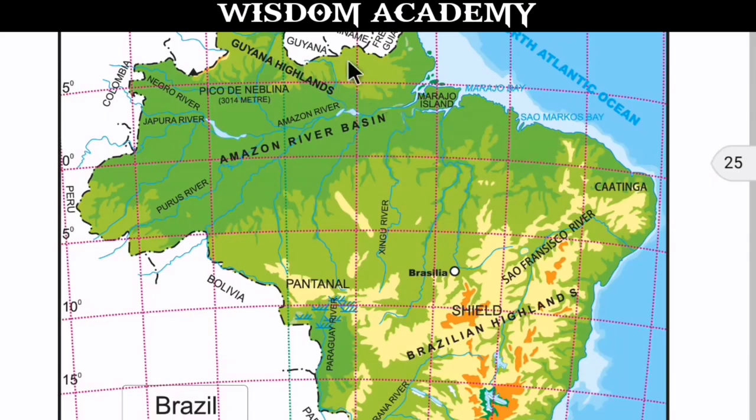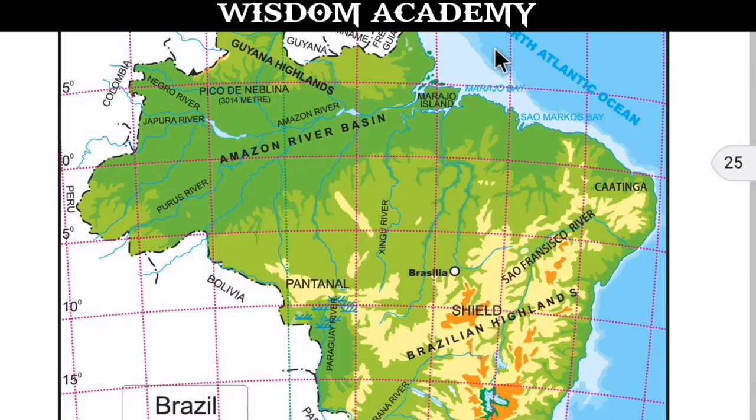So yahan Guiana Highland aur Brazilian Highland jab bhi close aate hai, here the width is 240 kilometers. As the river approaches the Atlantic Ocean, the width of the plain increases. So yahan wapas plain ka width increase ho jata hai. Yahan jyada width hai, 1300 kilometers. Whenever the Guiana Highland and Brazilian Highland are meeting, the width is 240 kilometers. Again the width is increasing.